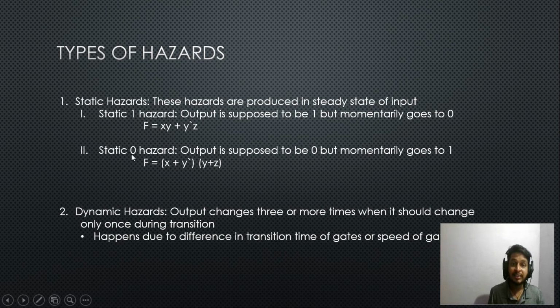Okay, so the static zero hazard is the other way around. The output is supposed to be 0 but momentarily goes to 1, and this can happen if we make a product of sums.